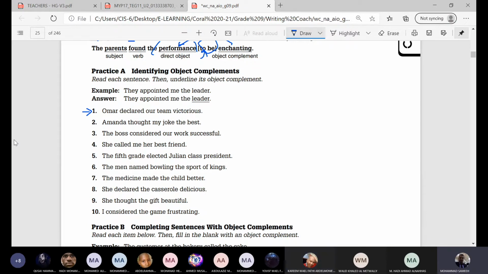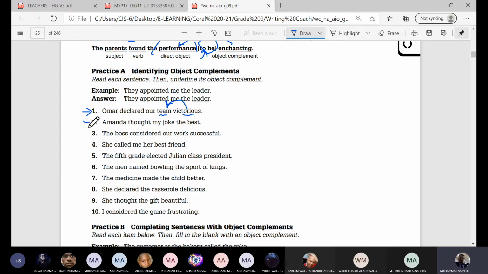Team. Team is an object complement, so what's the object? Oh, sorry, I meant victorious. Okay, the object is team. This is the direct object. It's described to be victorious. So victorious is the object complement describing team, which is a direct object, Kareem. Is it okay?